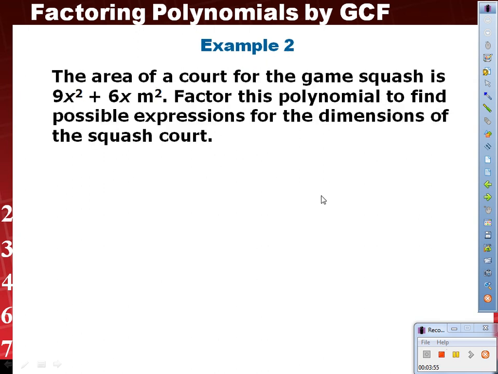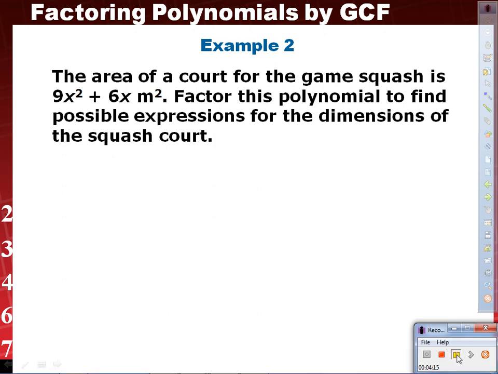Example number 2. It says, the area of a court of a game of squash is 9x squared plus 6x meters squared. Factor this polynomial to find the possible expressions for the dimensions of the squash court. Copy that. I'll give you some time. All right, it says, example 2. The area of a court of the game of squash is 9x squared plus 6x meters squared. Factor this polynomial to find the possible expressions for the dimensions of the squash court.